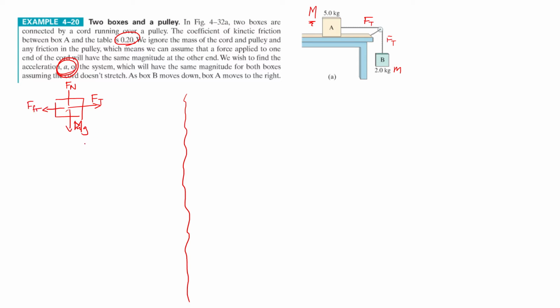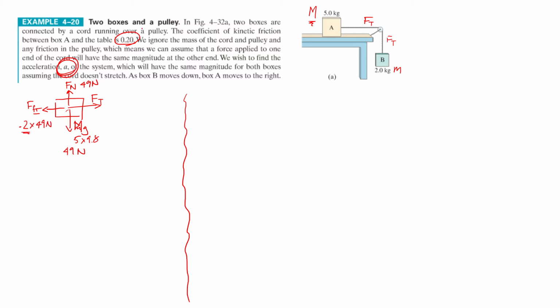So a lot of these things we could solve already. We already know M, so we know Mg. Mg is just going to be 5 times 9.8, which is 49 newtons. Easy. That means that F normal is 49 newtons, just in a different direction. That seems easy enough. That means we already know the friction. Friction is going to be 0.2 times 49 newtons.